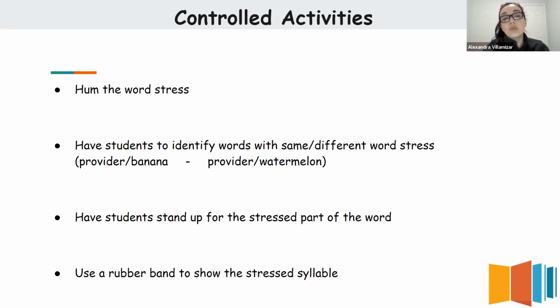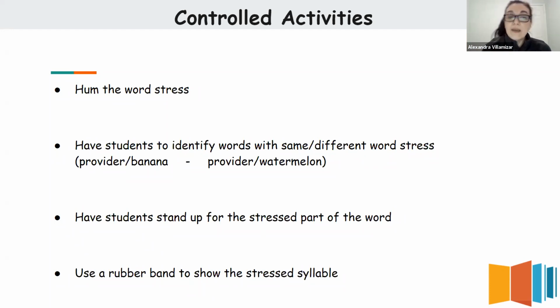If you just hum the word stress, so let's say I'm going to say provider, right? I am not going to say to my student "provider," because again, we have letters there that they don't recognize yet. What about if we just hum the words, right? And the stress, and then we can just make similar sounds. So take words, but you are not going to pronounce the word. You are just going to make the sound, right? Hum the word stress.